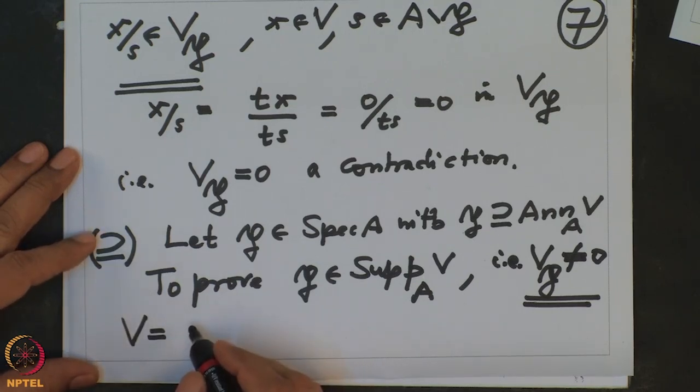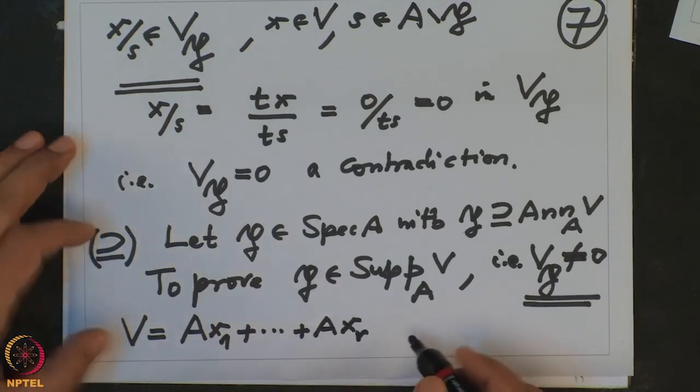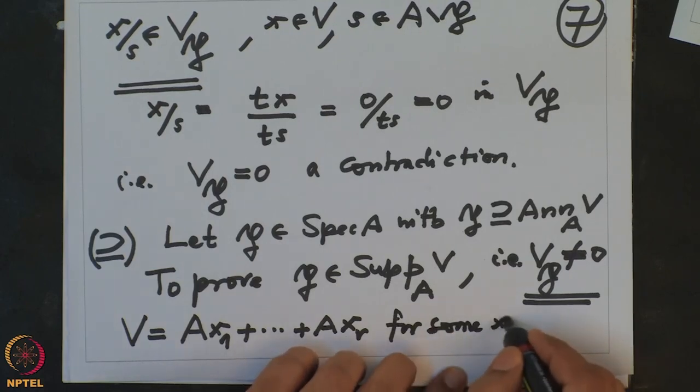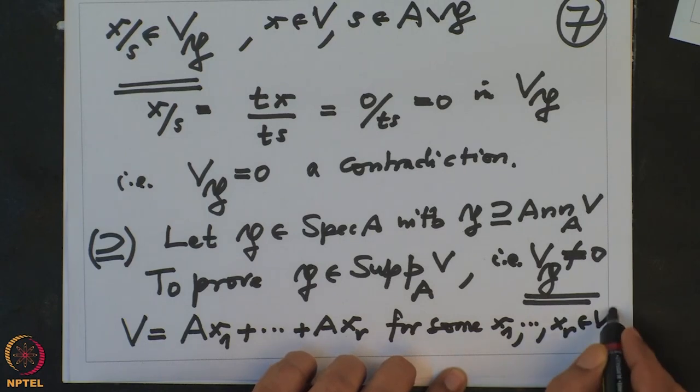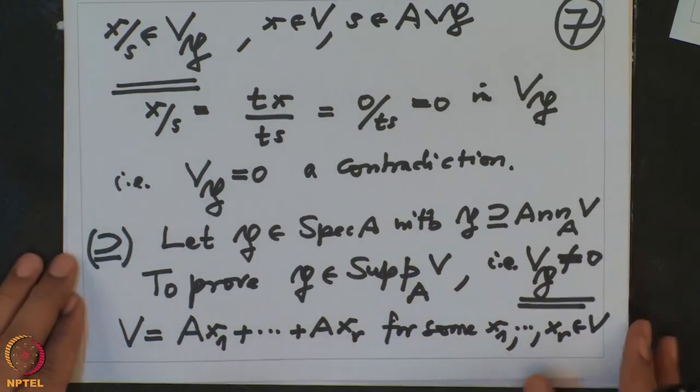So let us say V is generated by AX1, etc., AXR, for some R elements X1 to XR in V. This means every element of V is a linear combination of these X1 to XR. That means V is generated by these X1 to XR. That is what we have been given, and we want to prove now that P is in the support.